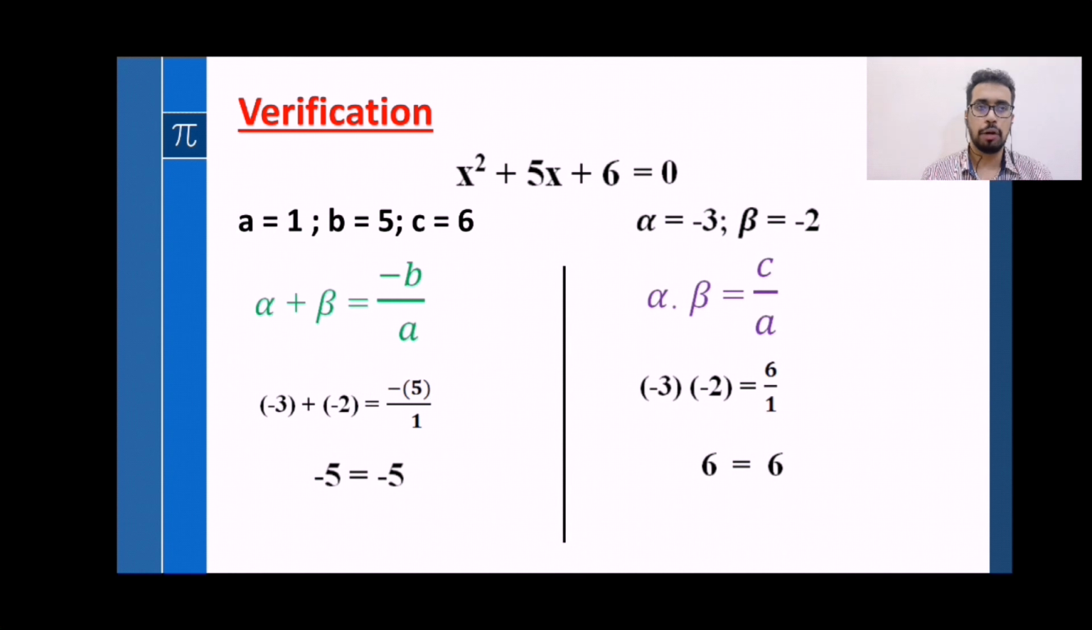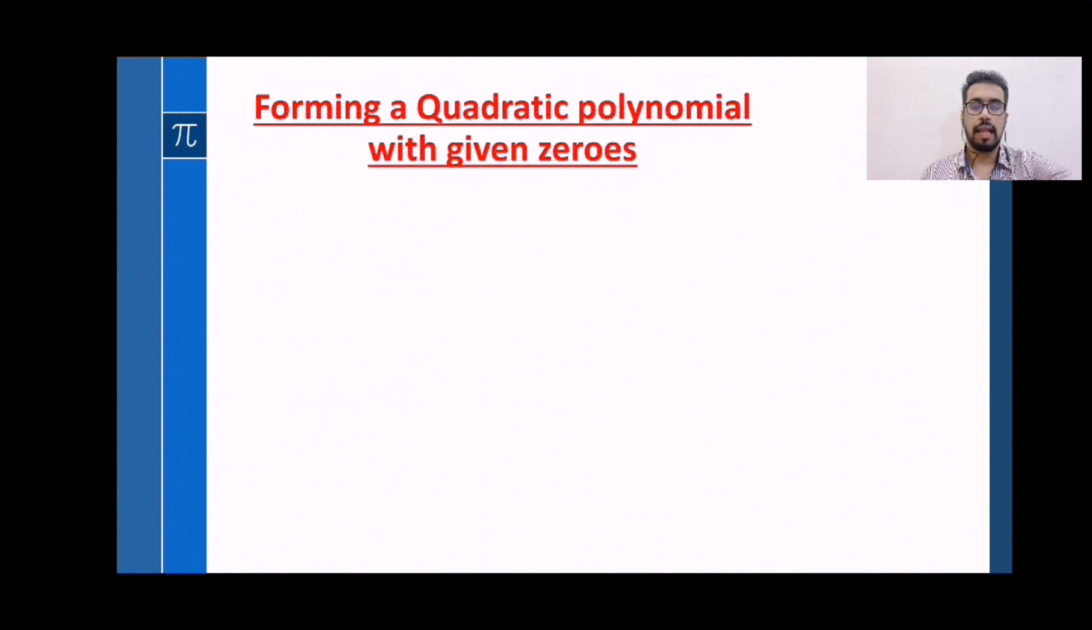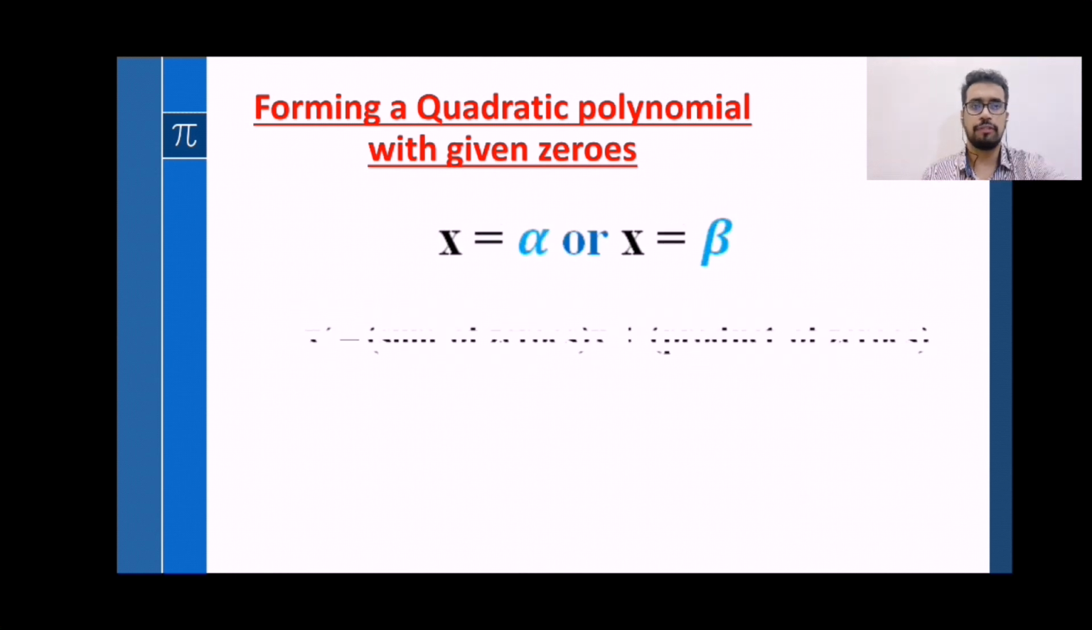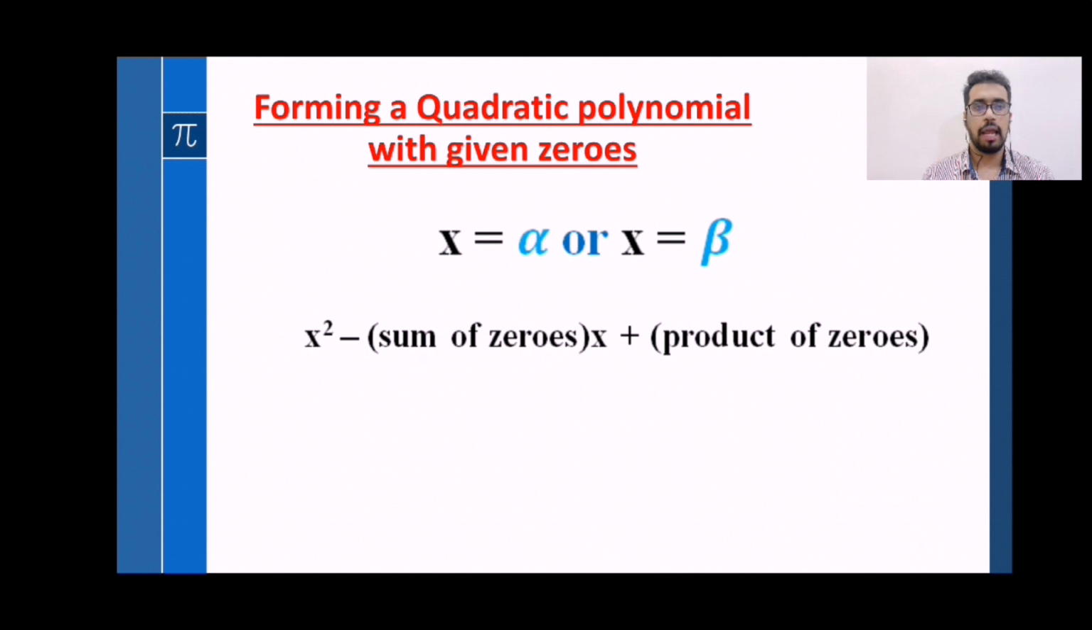This is an example to verify the relation between the zeros and the coefficients. Next, we go into the opposite process of what we are doing. Now, with the help of zeros, let us find a polynomial. If alpha and beta are the zeros of the polynomial, the standard form of writing a polynomial is x squared minus the sum of zeros into x plus the product.